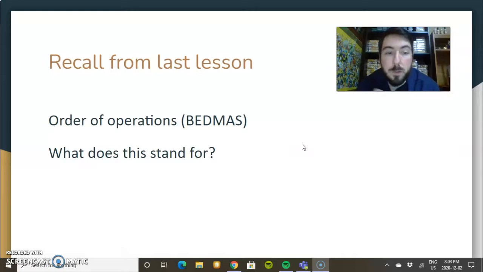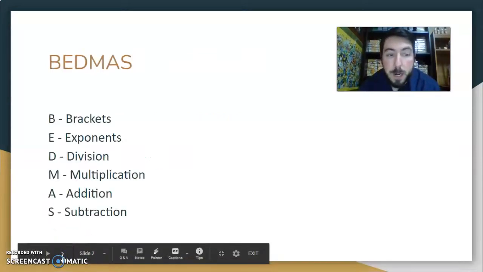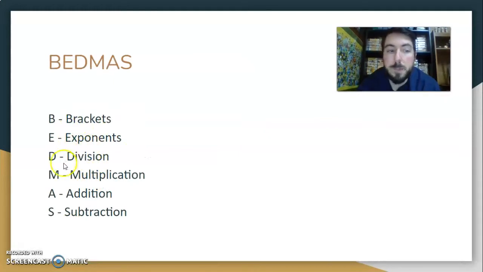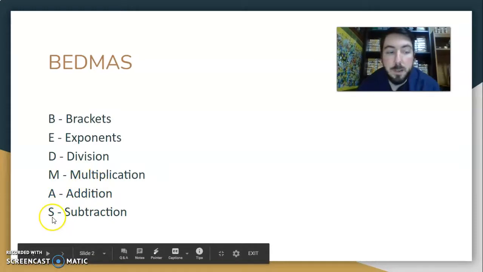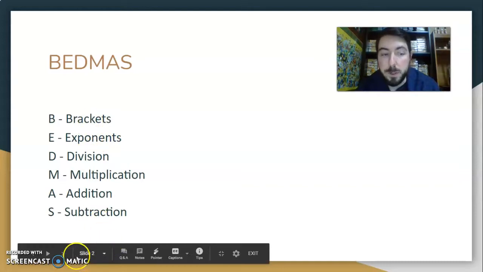We talked about order of operations, which is BEDMAS. That's the acronym, or it's just an easier way for remembering it. And what does it stand for? Well, the B stands for brackets, the E stands for exponents, D is division, M is multiplication, A is addition, and S is subtraction. So this is the order that we answer more complicated math problems, by following this order.